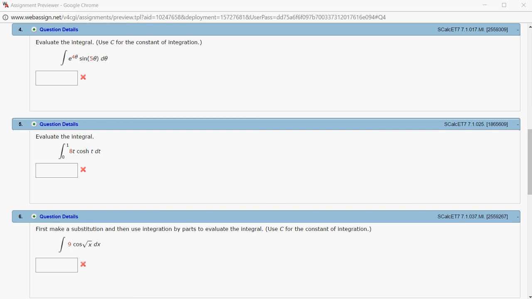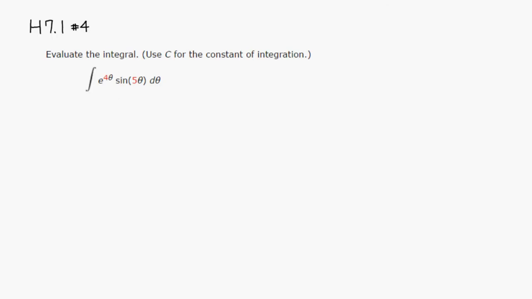Alright, let's look at homework 7.1, problem number 4. Let's use integration by parts to evaluate this integral. First I'm going to let this guy be u and this guy dv. Then we take the derivative of the first guy, so we have 4e^(4θ). The antiderivative is negative cosine of 5θ over 5.